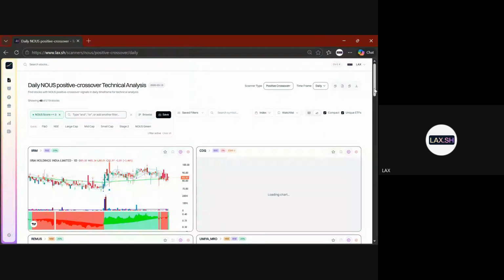And it has all the BSE stocks, by the way. Don't worry. It is not just NSE. It has all the BSE stocks, all the NSE stocks, ETFs, everything. Okay. And there is no liquidity filter. Like there is a filter, but I have not applied it. If I apply it, then it will further reduce, right?